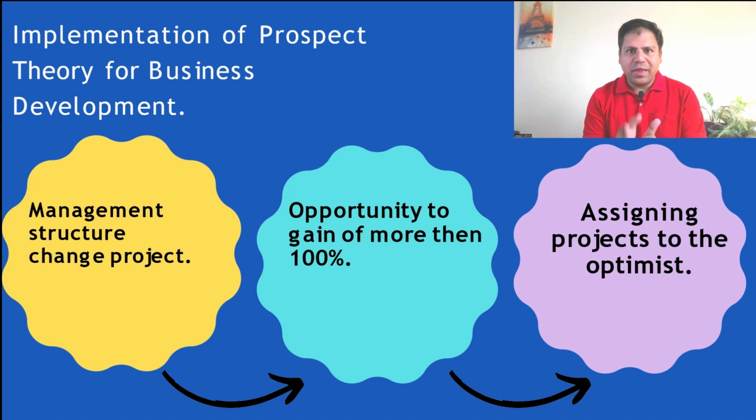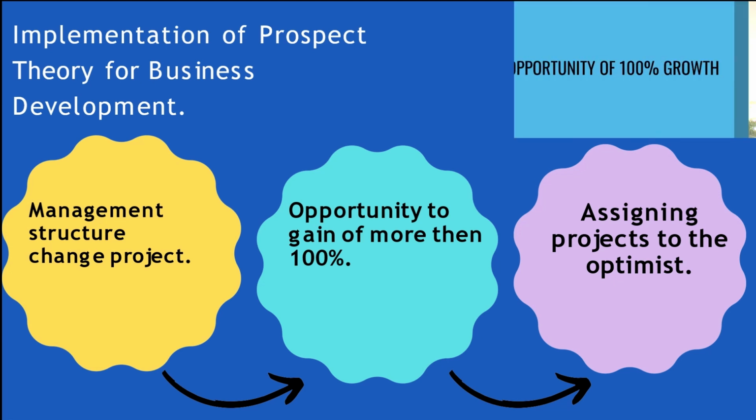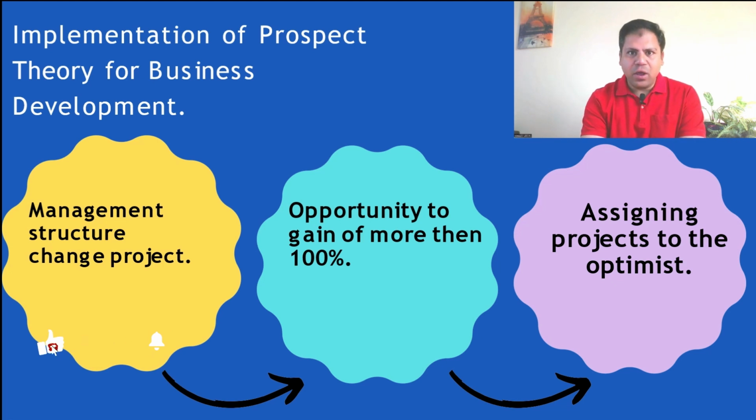Now, the first aspect in applying prospect theory is that it helps in a management structure change project. A management structure change project is basically a way to identify the future risks of not changing. Prospect theory helps in identifying all the risks connected with not changing as per the demand of the business, as per the demand of the market. It tells that if the employees are resisting change, then what will be the repercussions of not adapting to the change? What will be the consequences of not adapting to change?